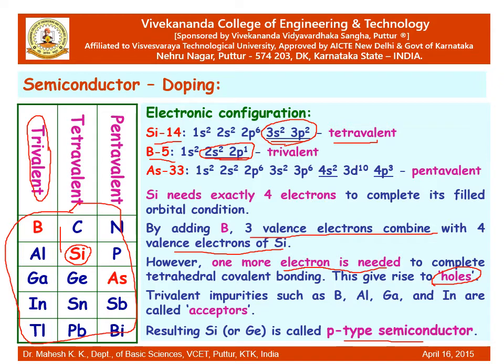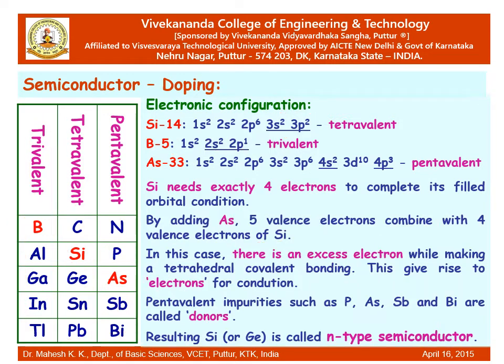So we are creating holes by adding boron, or by adding trivalent atoms like boron, aluminium, gallium, and indium, which are also called acceptors. The resulting semiconductor we call a p-type semiconductor.